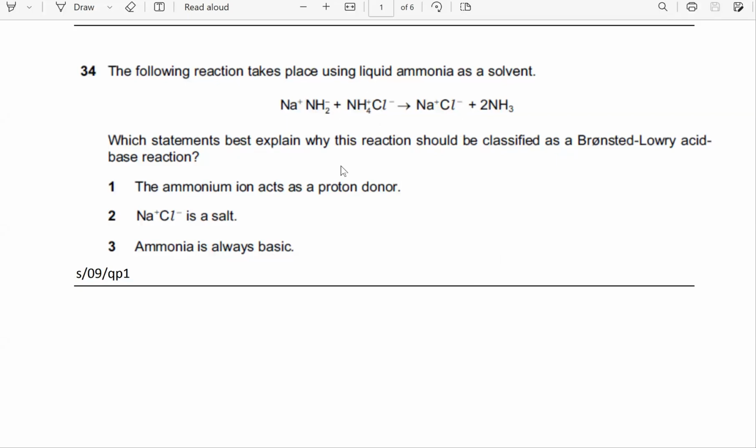So you got this reaction going on, right? Which statement best explains why the reaction should be classified as a Bronsted-Lowry acid-base reaction? I mean, basically an acid-base reaction. Why is it an acid-base reaction?